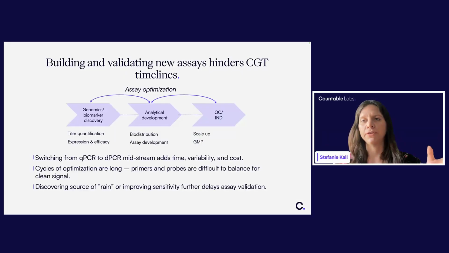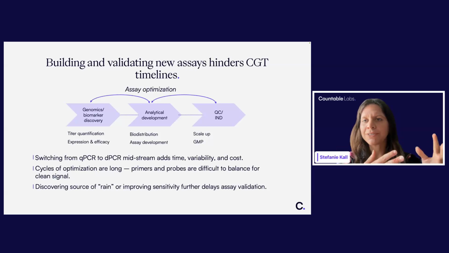And going back to how that fits into the bigger picture, when you're working in genomics, biomarker discovery, early R&D, however you classify that work, you're doing titer quantification, you're checking on the expression and efficacy. But as you move into analytical development in QC/IND, that's where you need that really strict quantification in order to satisfy the regulatory guidelines. So that's where the handoff between qPCR and dPCR comes in.